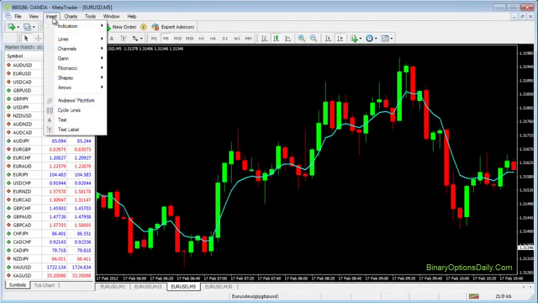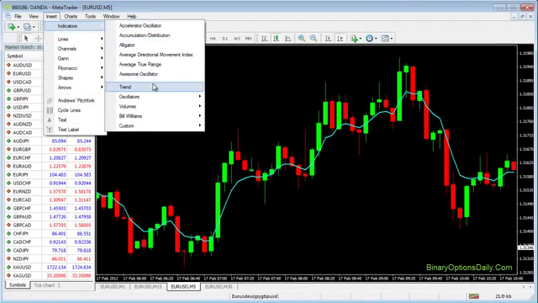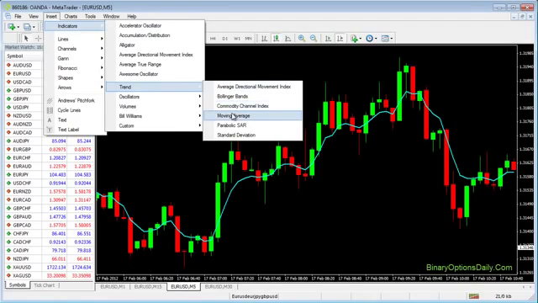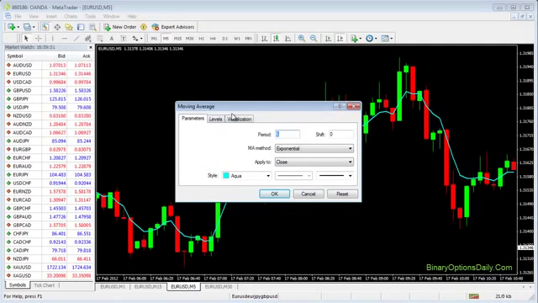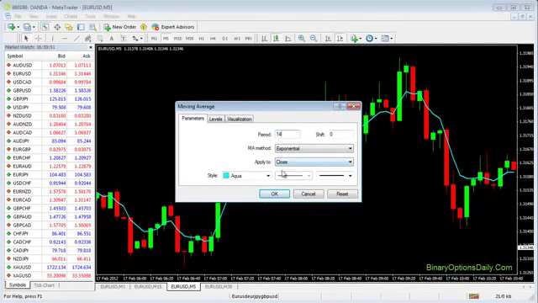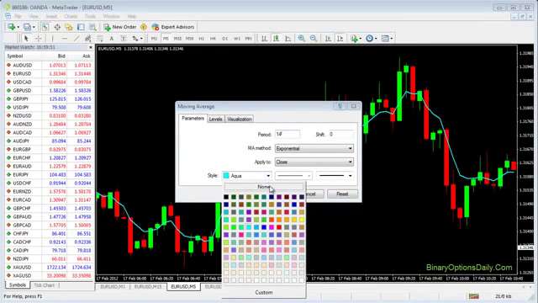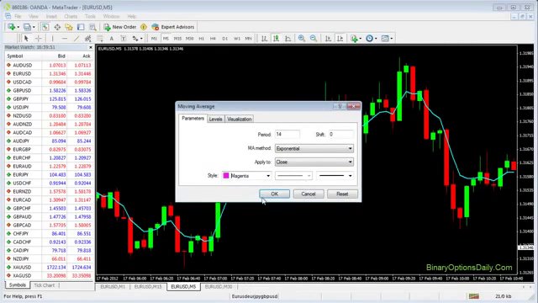Now we need to add 2 more, so we're going to go back to the indicators, trend, moving average, and the next one is going to be a 14-period moving average. I'm going to be using a magenta line for this one. And again, these are all exponential and applied to close. So we're going to click OK.